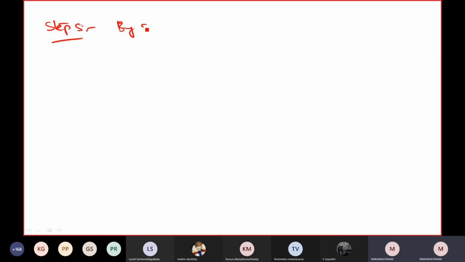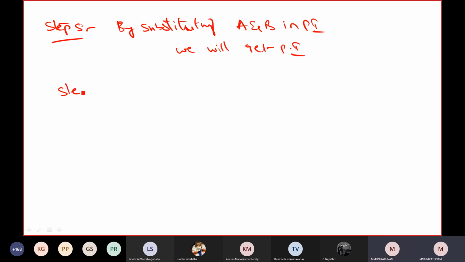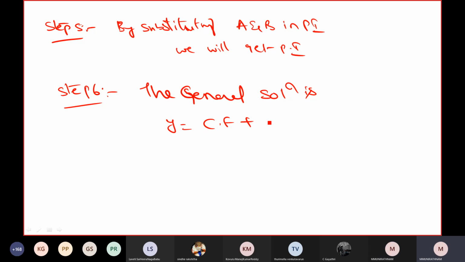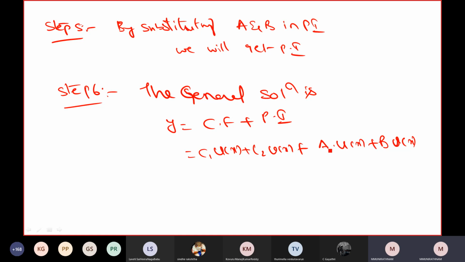Step 5, by substituting A and B in PI, we will get PI. Now step 6. The general solution is y equal to CF plus PI. CF is C1 U of X plus C2 V of X. PI is A into U of X plus B into V of X. By substituting these values, we will get the solution.